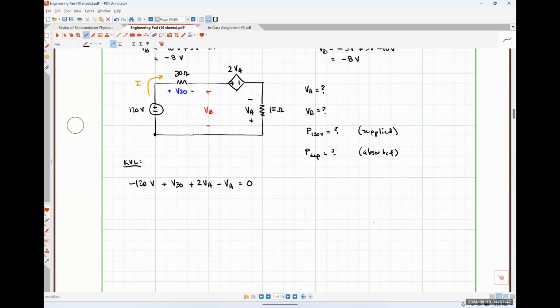We can rewrite this a little bit. So for example, we could move our constant term over to the right-hand side of the equal sign. So V30 is going to get left alone because it only shows up once. I have twice VA minus VA. So 2 minus 1 is just plus VA. And this is equal to positive 120 volts. Is everybody okay with the little amount of algebra that I did there? Yep.